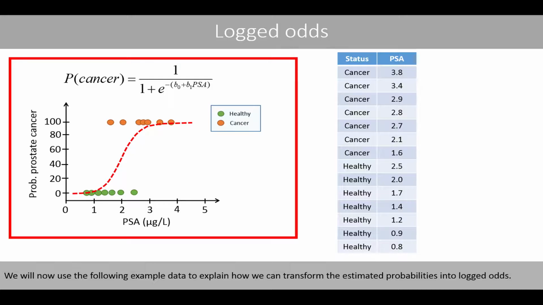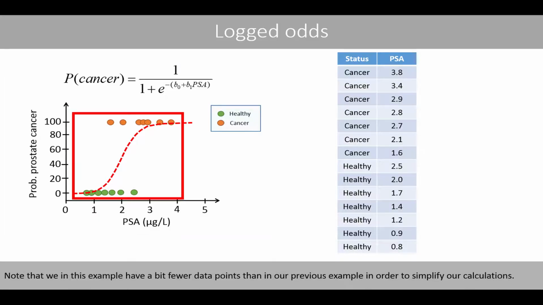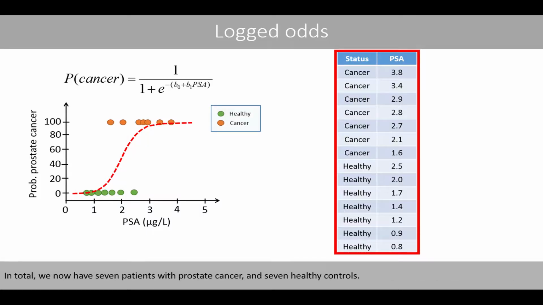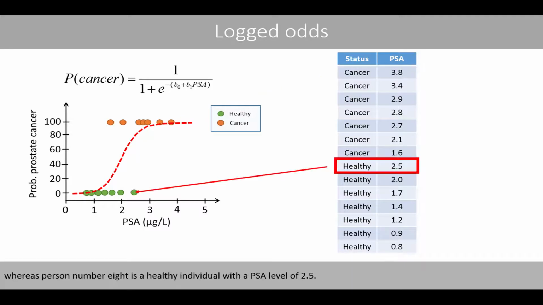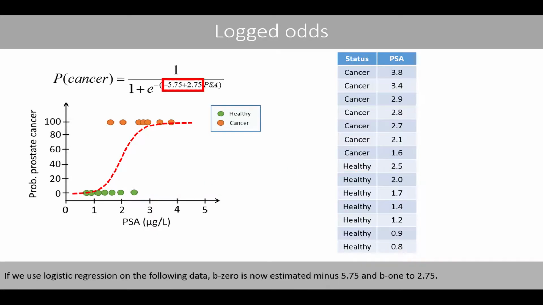We'll now use the following example data to explain how we can transform the estimated probabilities into logged odds. Note that in this example we have a bit fewer data points than in our previous example in order to simplify our calculations. In total, we now have 7 patients with prostate cancer and 7 healthy controls. For example, the first person in this dataset has prostate cancer and a PSA level of 3.8, whereas person number 8 is a healthy individual with a PSA level of 2.5. If you use logistic regression on the following data, B0 is now estimated to be minus 5.75 and B1 to be 2.75.